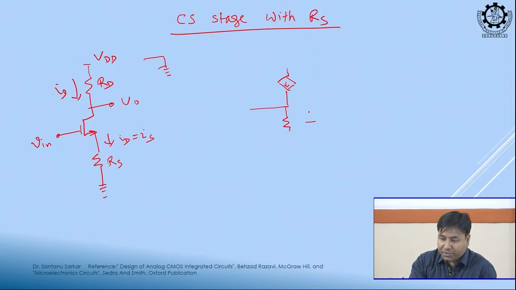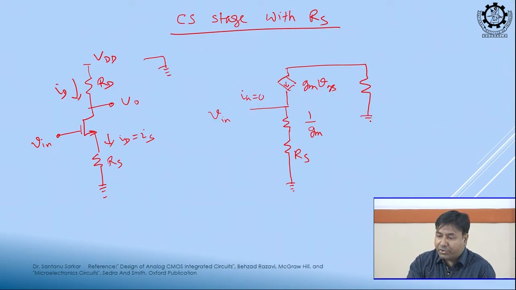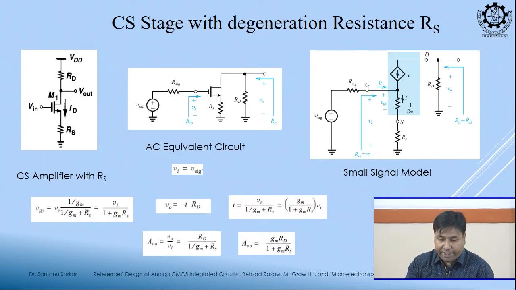So, this is 1 by gm, and our Ig is equal to 0, and this is gm VGS, and we have an extra resistance RS to the ground, and say this is Vin, and from this resistance RD is grounded. So, you see this output is I into RD, and what is I, that we will have to find out, clear?